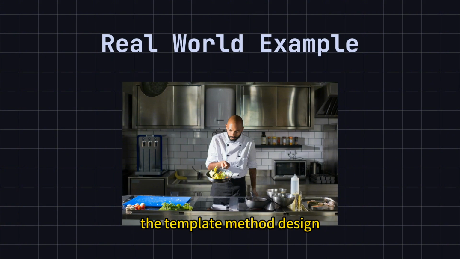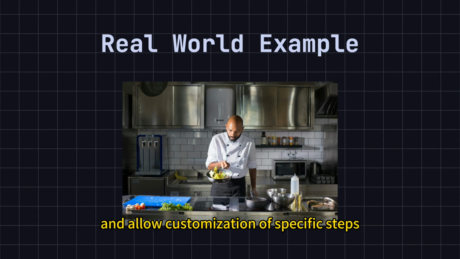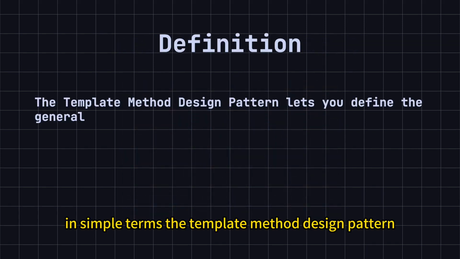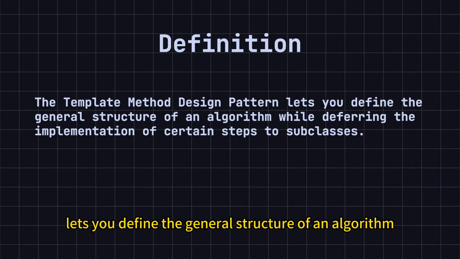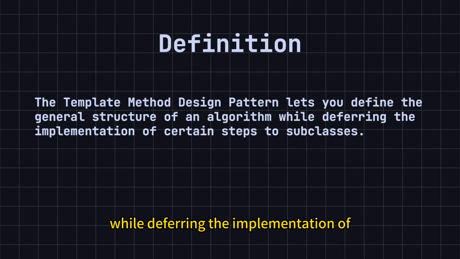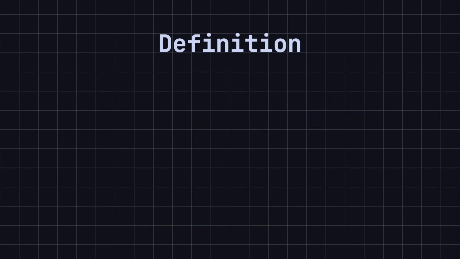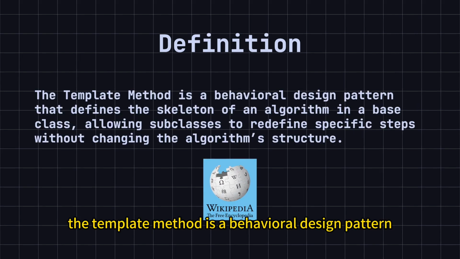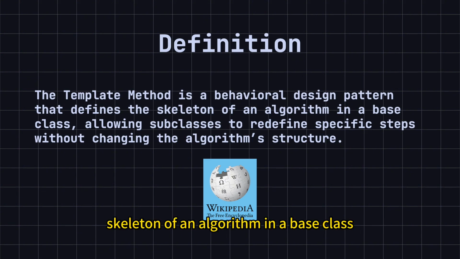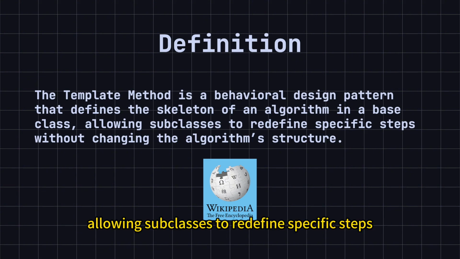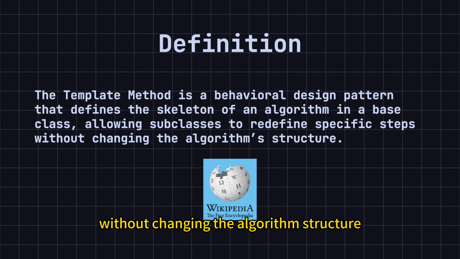The template method design pattern is like this cooking process, where you define a general procedure and allow customization of specific steps. In simple terms, the template method design pattern lets you define the general structure of an algorithm while deferring the implementation of certain steps to subclasses. According to Wikipedia, the template method is a behavioral design pattern that defines the skeleton of an algorithm in a base class, allowing subclasses to redefine specific steps without changing the algorithm's structure.